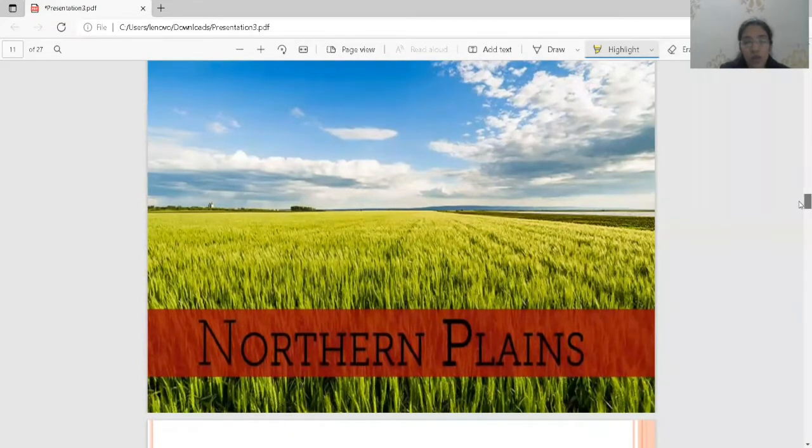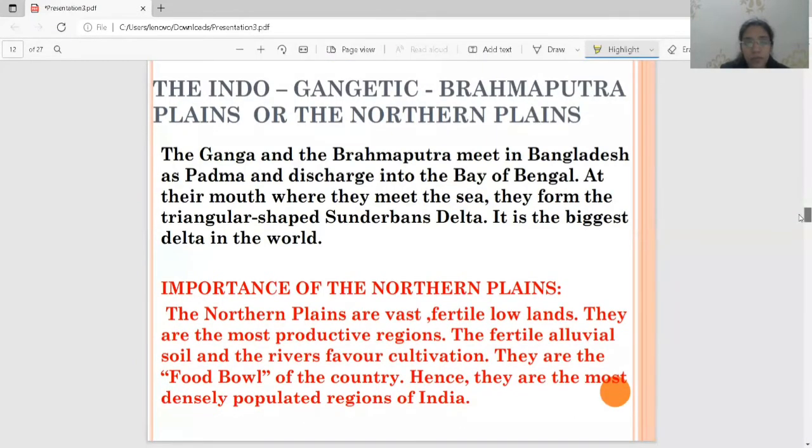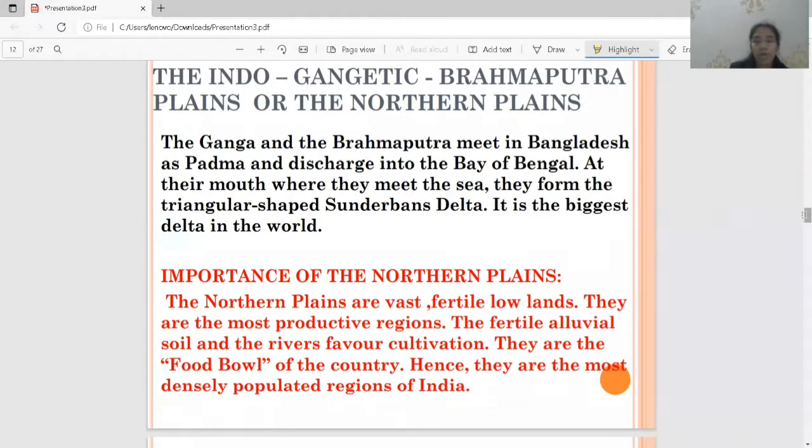This is a picture of your northern plains. The Ganga and Brahmaputra, underline, very important line. Ganga and Brahmaputra meet in Bangladesh and they are known as Padma. When the Ganga and Brahmaputra rivers meet in Bangladesh, they are known as Padma. And then they discharge their water into the Bay of Bengal.